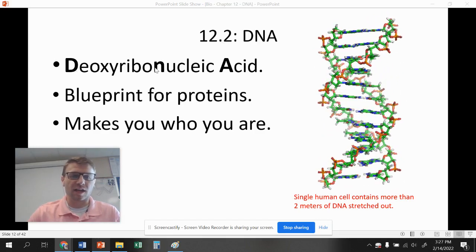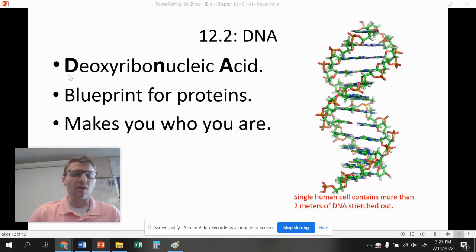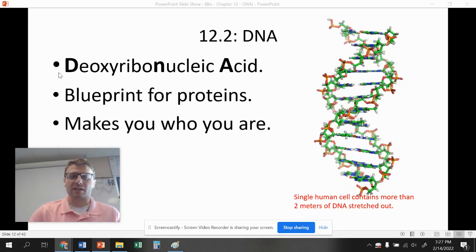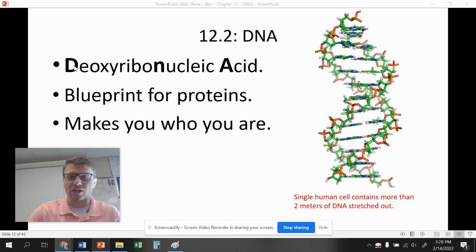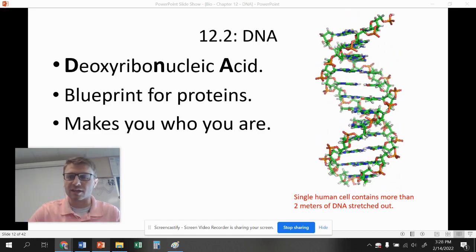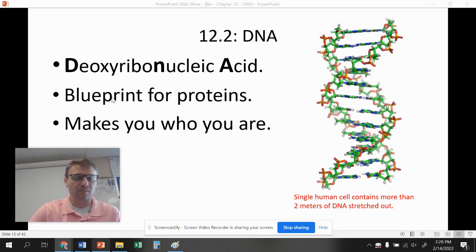But DNA stands for deoxyribonucleic acid. I don't really want you to 100% be able to spell this out, but I do want you to understand this is what it stands for. It's not just a molecule. It actually stands for deoxyribonucleic acid. And that's what this molecule here looks like.